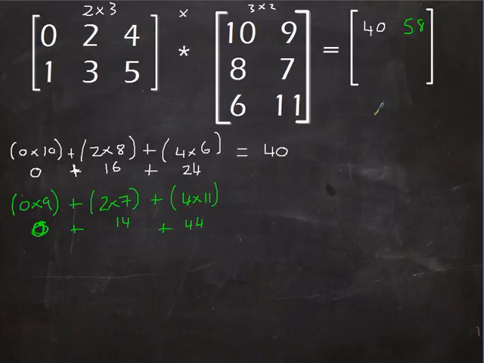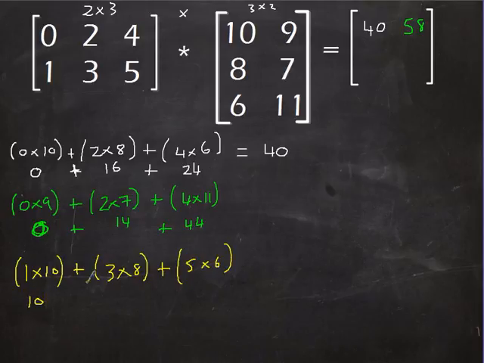Deliberate mistakes, just to check you're listening. And now the bottom row times the left hand column will give us 1 lot of 10 added to 3 lots of 8 added to 5 times 6, so that is 10 plus 24 plus 30, so that's like 40 plus 24 is 64.